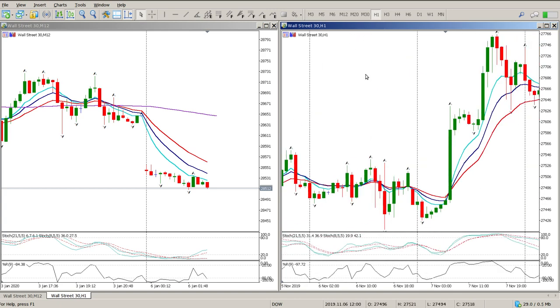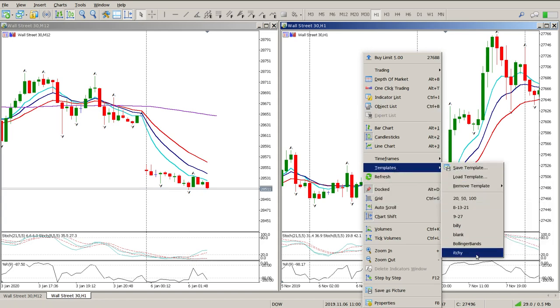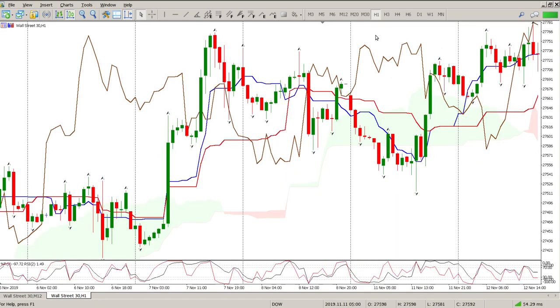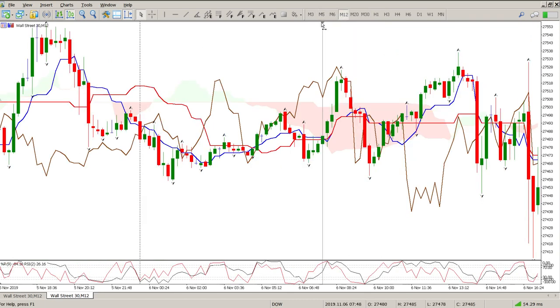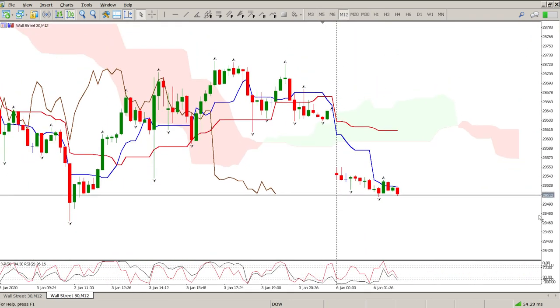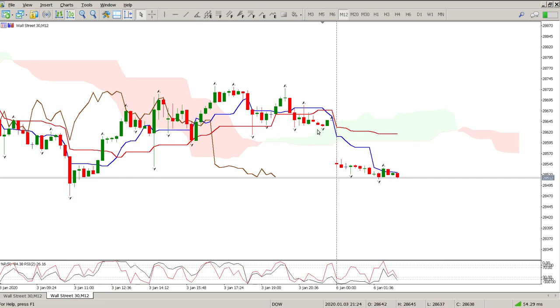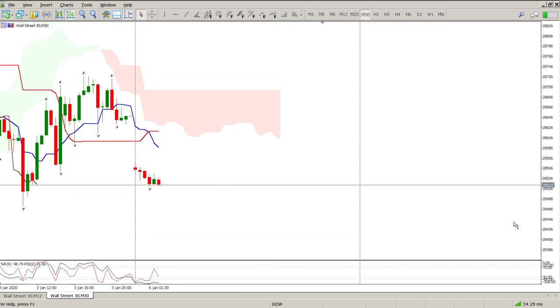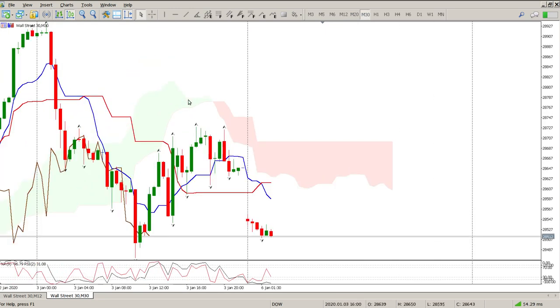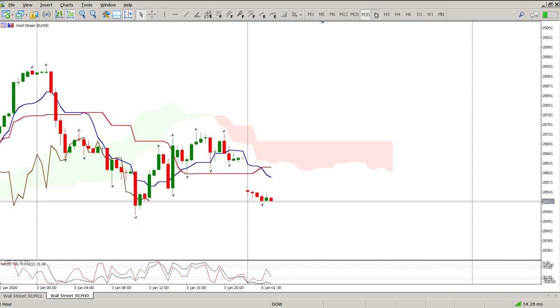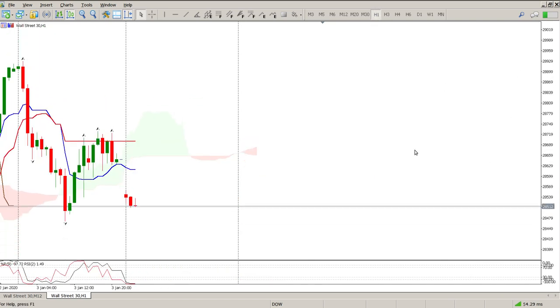Okay, so what we're going to do quickly is just get onto the Ichimoku, and we'll maximize that so we can just run through that quickly. Okay, so 12-minute, we are in a downward trend at the moment, but Kijun-sen and Tenkan-sen are flat, so not that promising at the moment. 30-minute, we've got a crossover. We are below the cloud, and Chikou span is below price. So that is all bearish at the moment.